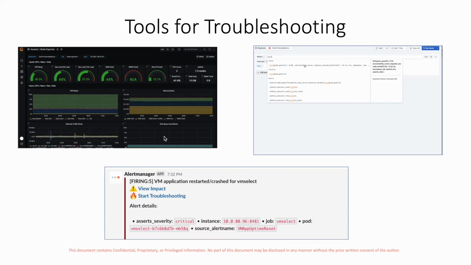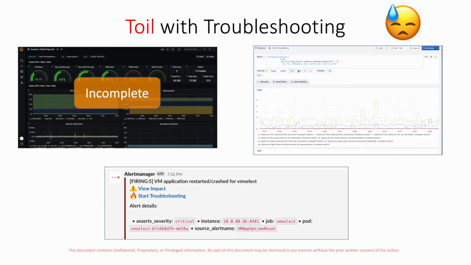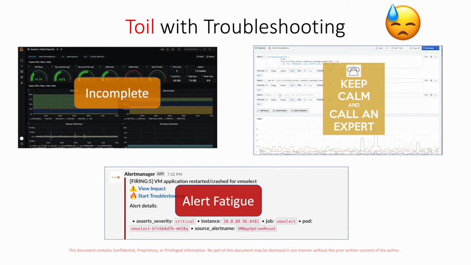I know monitoring has a problem. Troubleshooting is just too hard. We rely on dashboards, ad-hoc exploration, and alerts. Dashboards are a good start, but they're often incomplete. Ad-hoc queries are flexible, but writing queries is slow and too often requires an expert who knows what to look for. While we need alerts, many teams struggle with alert fatigue.